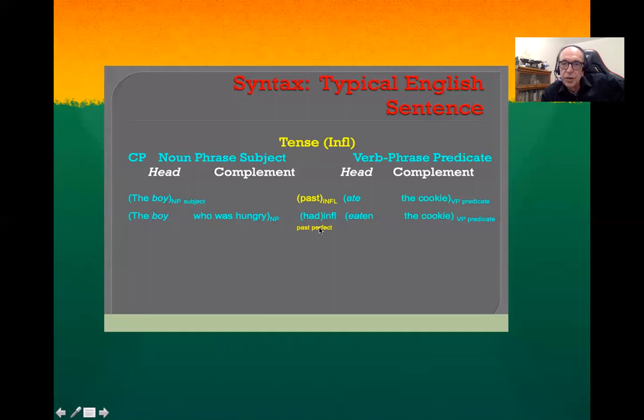In "the boy who was hungry had eaten the cookie," the -en in eaten and the had here, these things, they are tense too. Had is an auxiliary. It's past perfect, isn't it? In addition, so that's the tense, by the way.